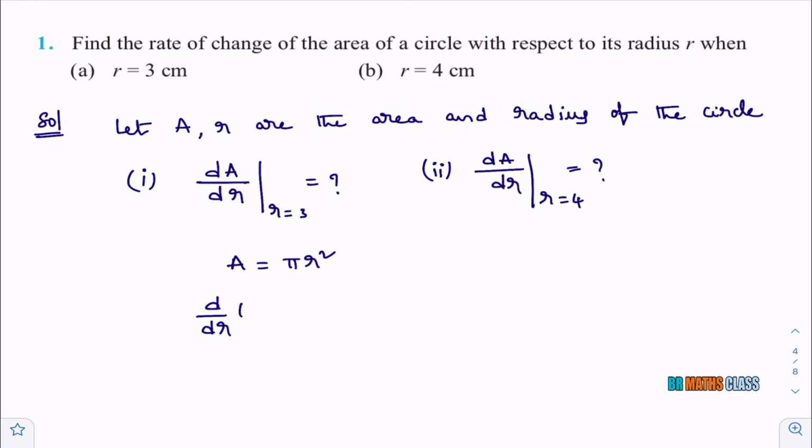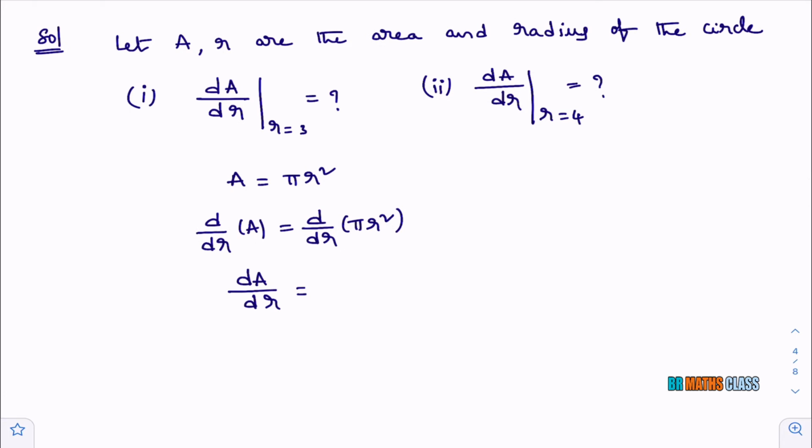Okay, d by dr of A equal to d by dr of pi r square. So dA by dr equals, now here pi is constant, you take it outside, d by dr of r square. The derivative of r square is 2r. As you are differentiating with respect to r, no need to write anything here.